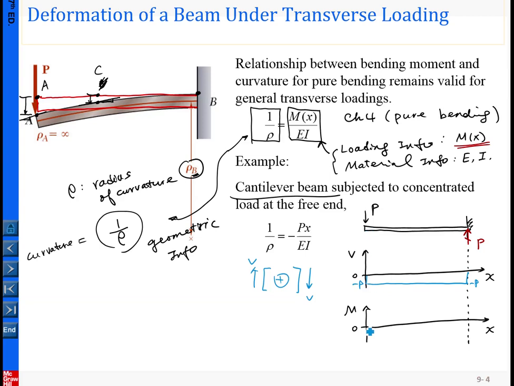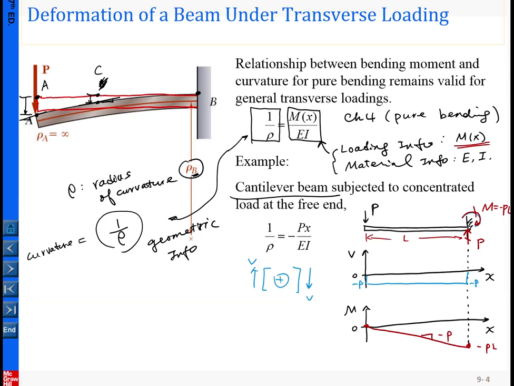the free end starts from 0, and then at the reaction here we have the reaction bending moment. So this is the reaction bending moment, M equal to minus PL, for example if the whole length is L. Starting from 0 and ending at minus PL, with the slope equal to V, so that is this case. So this is minus P.